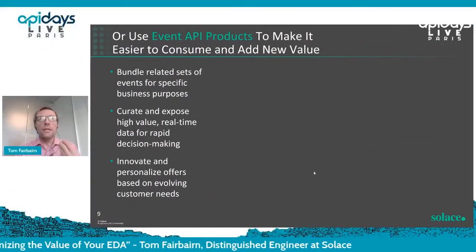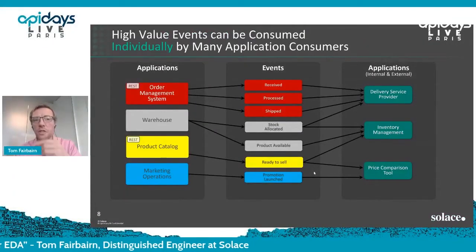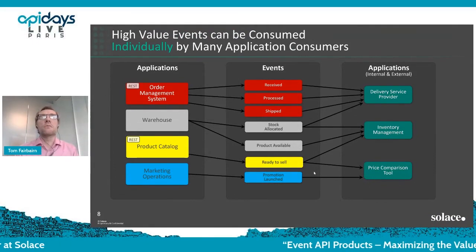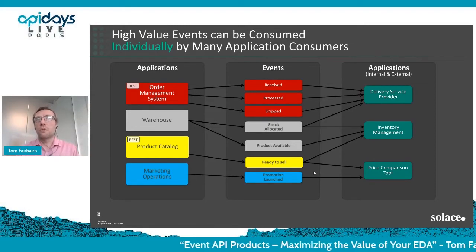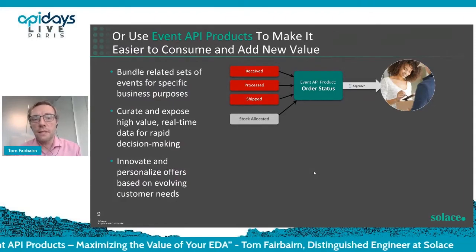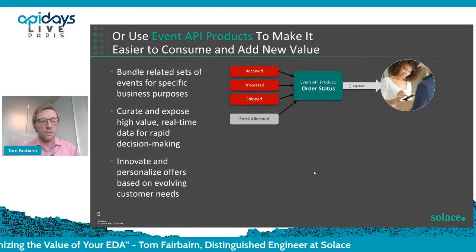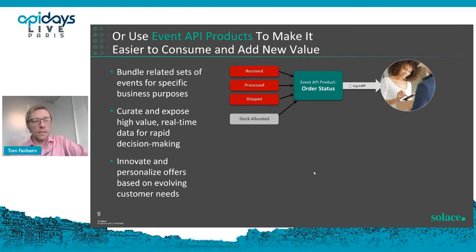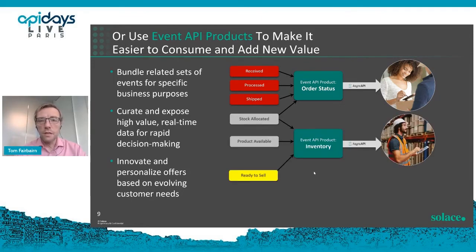So if I just go back to that slide, we could expose those 4 events to our delivery service provider. But that's inefficient, difficult to understand, and difficult to manage. What if we could bundle all of those related events, even though they're coming from different systems, into a single order status product that we can manage and look after as a single entity? We could do that for our inventory product as well.